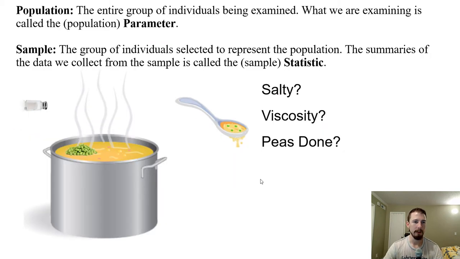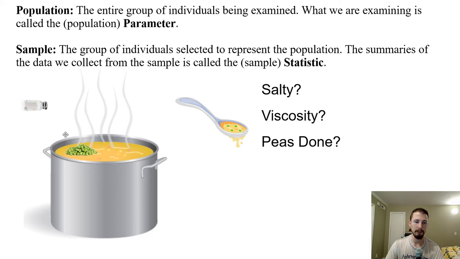All right, so we have our soup here. We have our population and our samples. So the population is the entire pot of soup. The things that we want to know about it is the population parameter. For instance, that could be whether or not it's salty enough, the viscosity, is it too thick or too thin, and then if the peas are done.